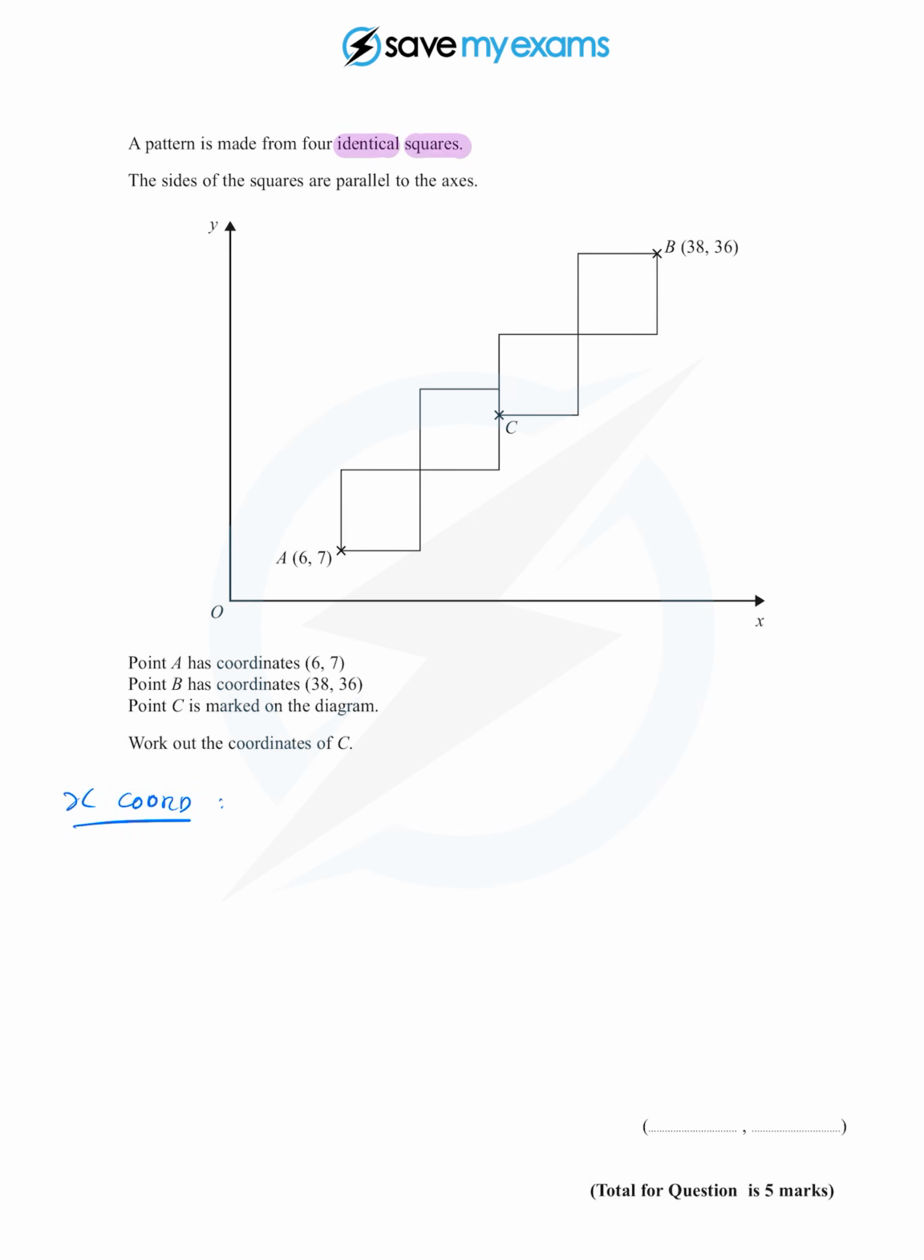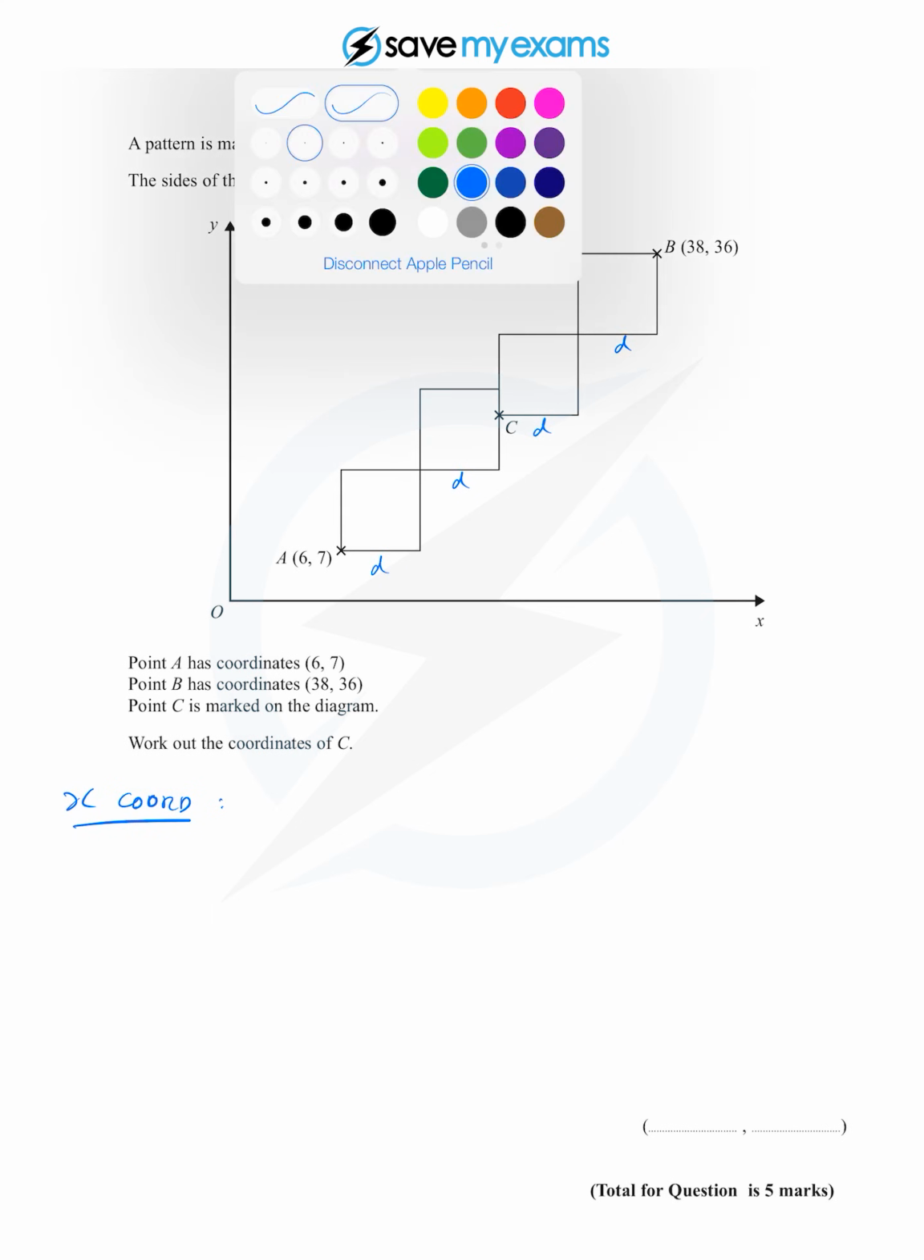these are, as I've still got highlighted at the top, identical squares. So the width of all of these squares is the same. If you like, it's d. And if we could find out d, then we'd be able to find out the coordinates of C. Well, what is d going to be?